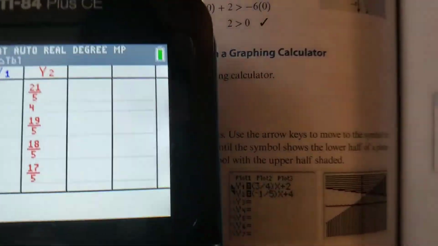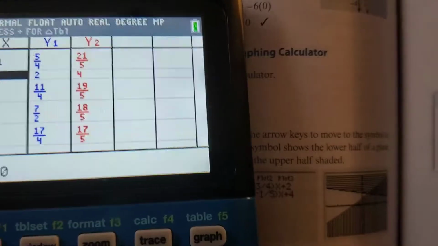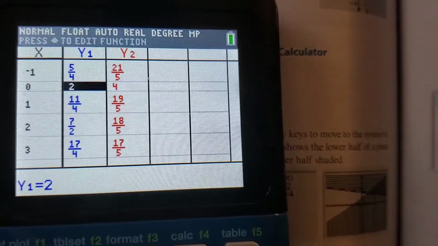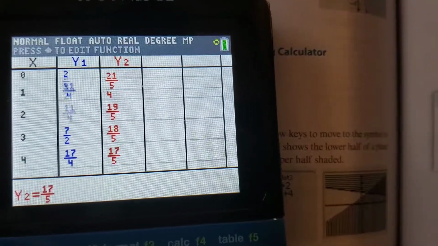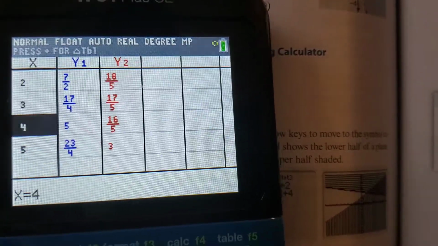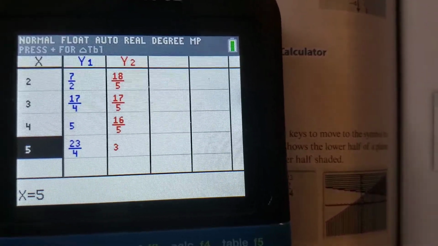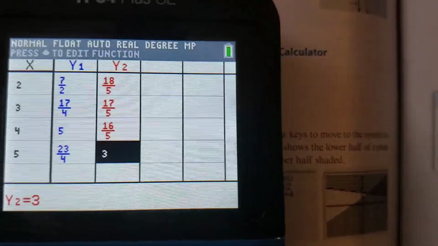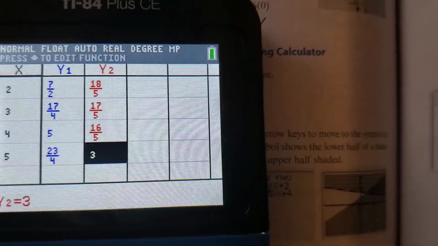You go to the table, and the table gives you points. I would obviously try to find the easiest points like 0, 2 and 0, 4. That's a pretty easy one. And then look for another one, like for example here, 4, 5 for the first line and 5, 3 for the second line. And that would be it. I mean, it's really easy. So let's move on to example number 3.